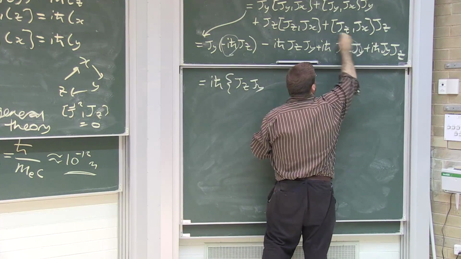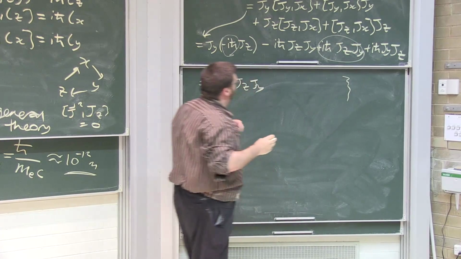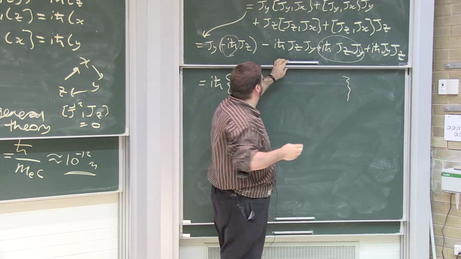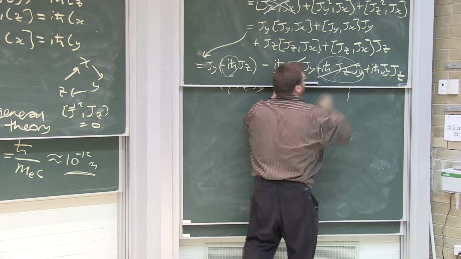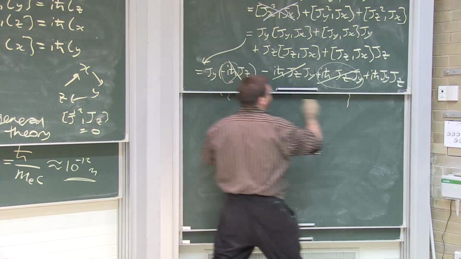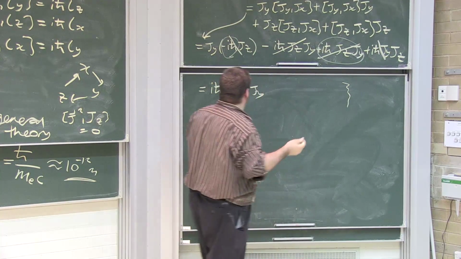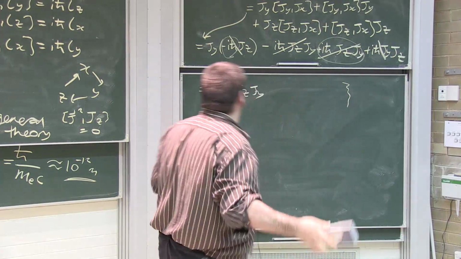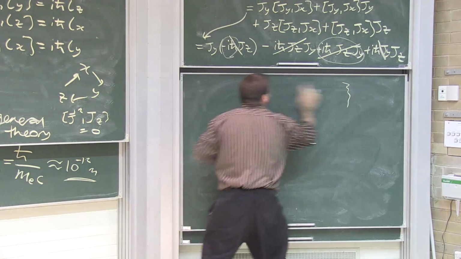Which is this term here. Minus JZ, JY. In fact, these cancel, and these cancel. And so the whole thing vanishes. Excellent. So this all equals naught, which is what we wanted to prove. I'm very glad that worked.